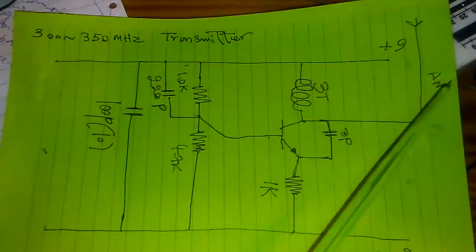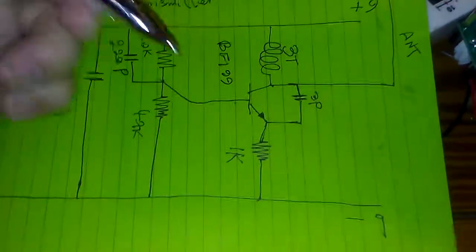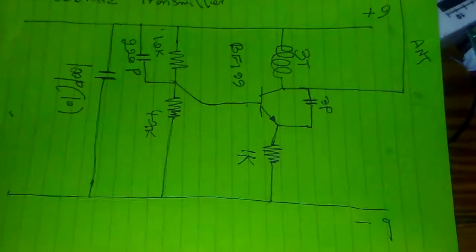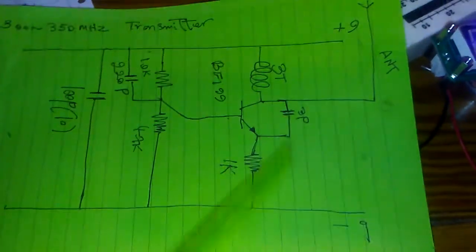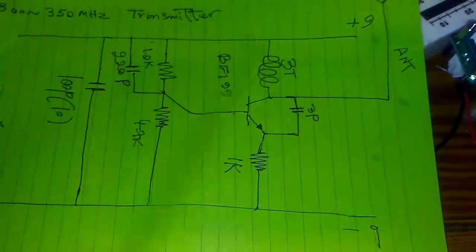I will explain it. The antenna goes to the transistor. I used a BF199. This is one of the best transmitter transistors. Very good. The voltage divider is 10k and 4.7k. The emitter goes through 1k to negative. The collector goes to the positive 9 volt, or to a 3 turn coil like this.